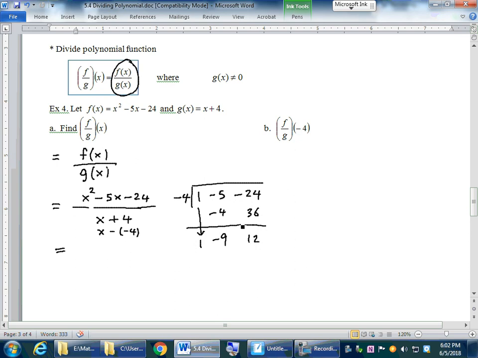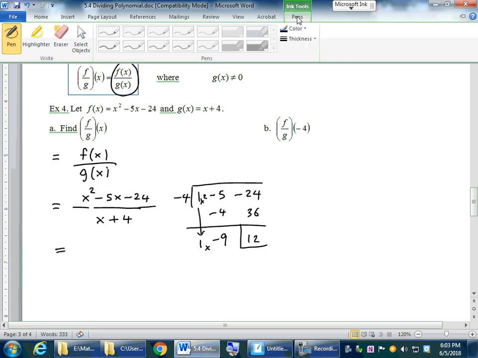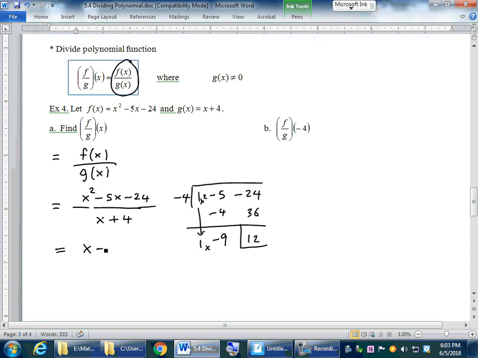12. That's the remainder. So we know that we started from x to the second power, so my answer must be x to the first. So therefore, the answer right here will be x minus 9 plus the remainder, which is 12 over x plus 4. That's my answer. So if your divisor cannot be written as x minus c, then you have to use the long division format.